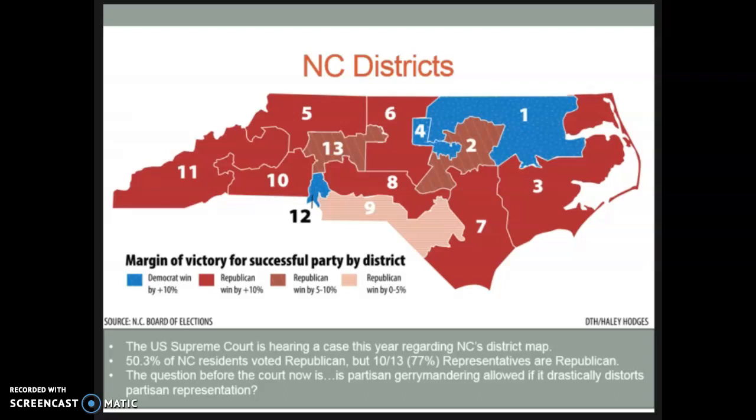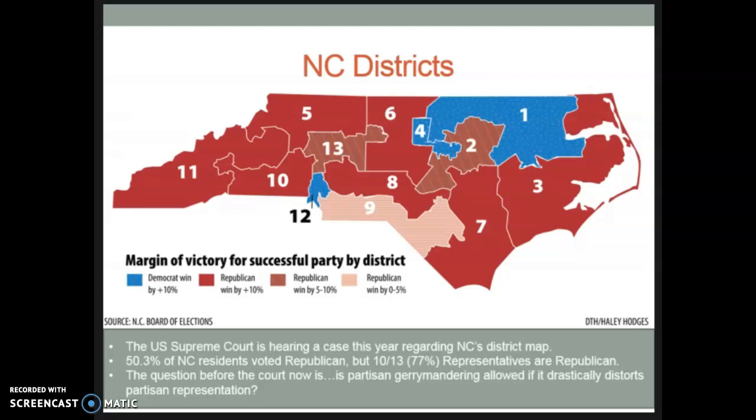All right, so here is a map of our current districts. Again, these have been ruled to be unconstitutional and have to be redrawn. 50.3% of North Carolina's residents voted Republican, but 10 out of 13 of our seats are Republican. So a little over a majority of North Carolinians voted for Republicans to go to the U.S. Congress, the House of Representatives, but 77% of our representatives are Republican through the use of gerrymandering.